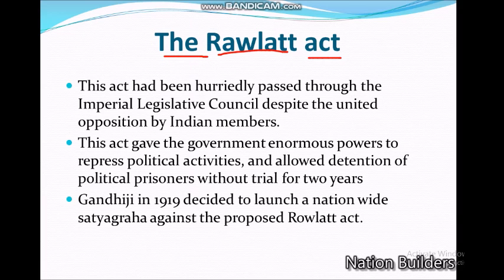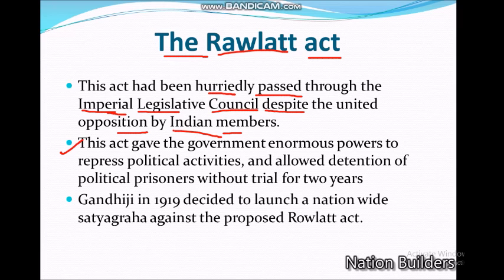This act had been hurriedly passed through the Imperial Legislative Council. Imperial means the British government was called the Imperial government. The act was hurriedly passed despite the united opposition by the Indian members. Even though the Indian members strongly opposed the Rowlatt Act, this act was still passed by the Imperial Legislative Council.